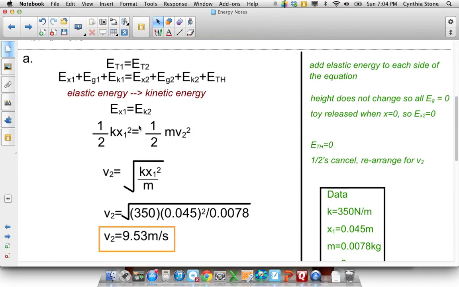So here's really what happens. Then I can just put in the formulas for them. I'm solving for V2. The halves cancel because they're on each side, right? Cross those out, and rearrange for V2. Sub in your numbers. So the speed at which the dart leaves the toy is a pretty reasonable number of 9.5 meters per second.